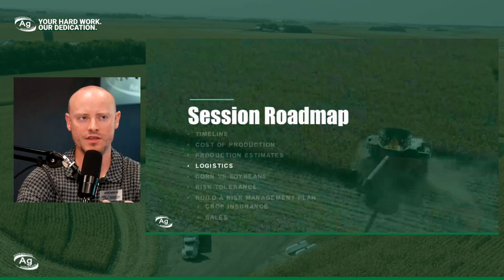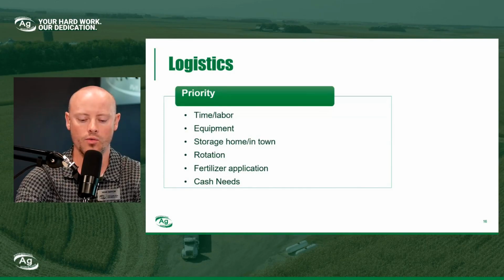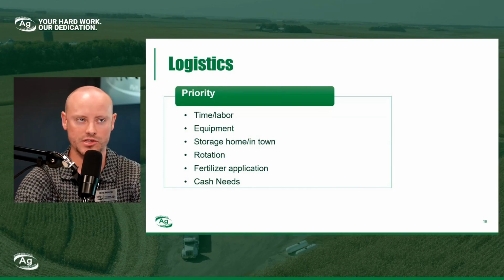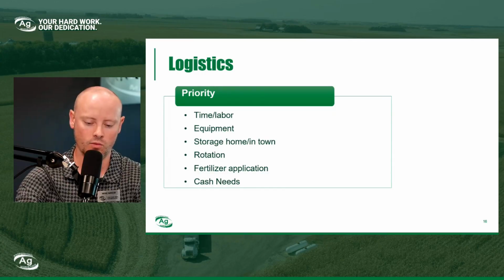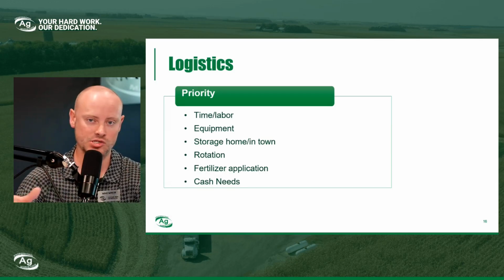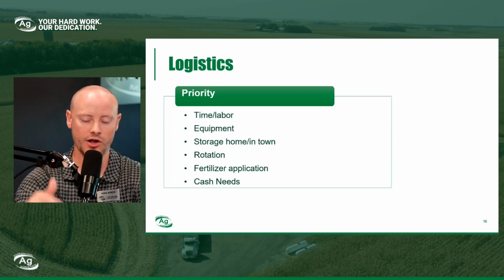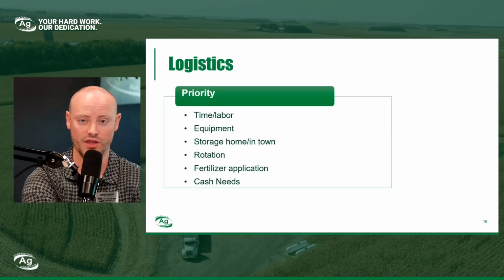When I look at the next item in our list, it's going to be logistics. When I look at our priorities here for logistics, I just want a reminder that when I build out a marketing plan, one of my first questions is, what do your logistics look like? Because I can't plan to store corn or make sales or take advantage of carry or basis, things like that, in summer months if I have to deliver everything at harvest.